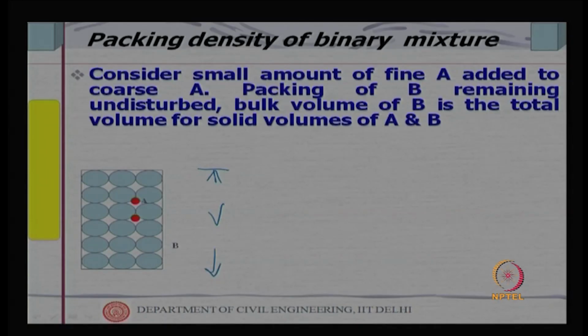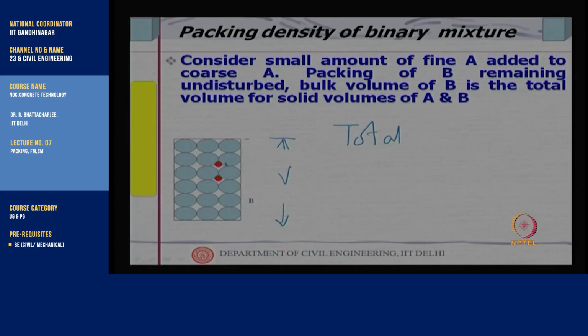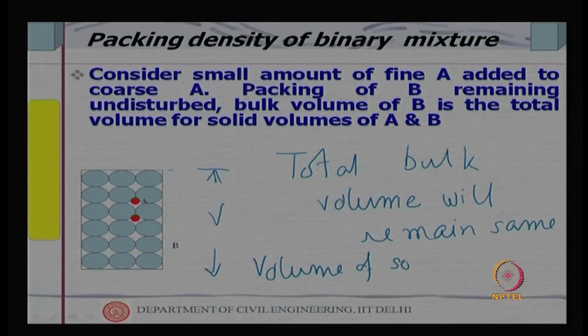So, what will happen to the total solid volume? Total bulk volume will remain the same. In the previous case the bulk volume increased, but here the bulk volume will remain the same. Volume of solid will increase. Volume of solid will be equal to V S B, which was there originally, plus the volume of solid that you have added. So, the solid volume will increase by the quantity that you have added.